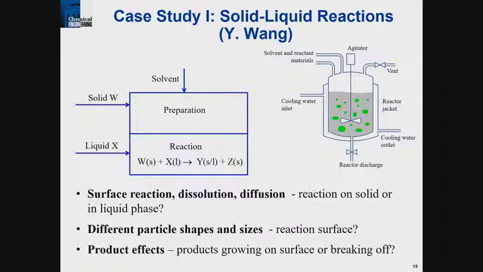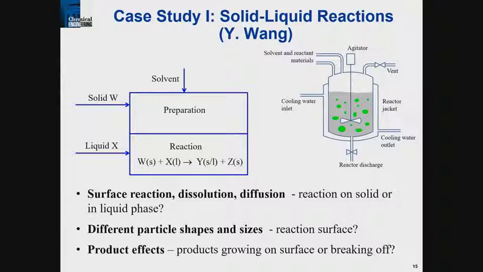It happens in a stirred tank reactor. And how do we come up with a model that describes the reaction mechanism? Well, this is pretty tough because you've got multiple phases involved. So we're going to start this way. We have issues, for example, what are the mechanisms that go on during the reaction? Not just reaction, but dissolution, diffusion, etc. We have different particle shapes and sizes that determine the reaction surface. And then we have to figure out how the products actually form. So let's think about this problem.